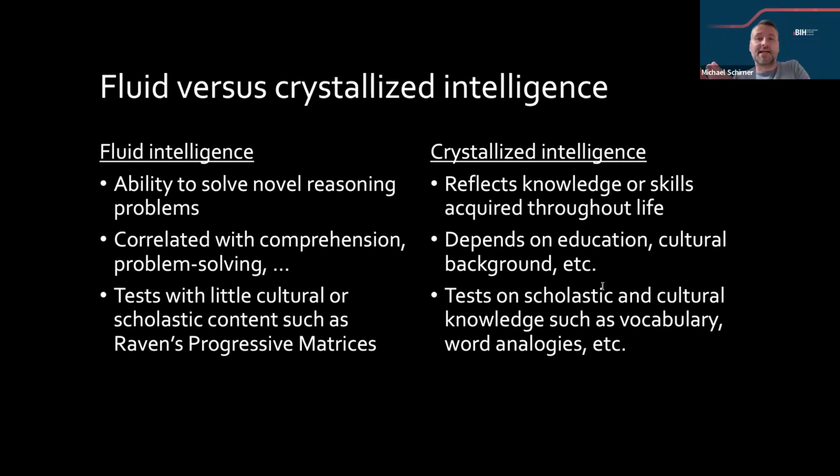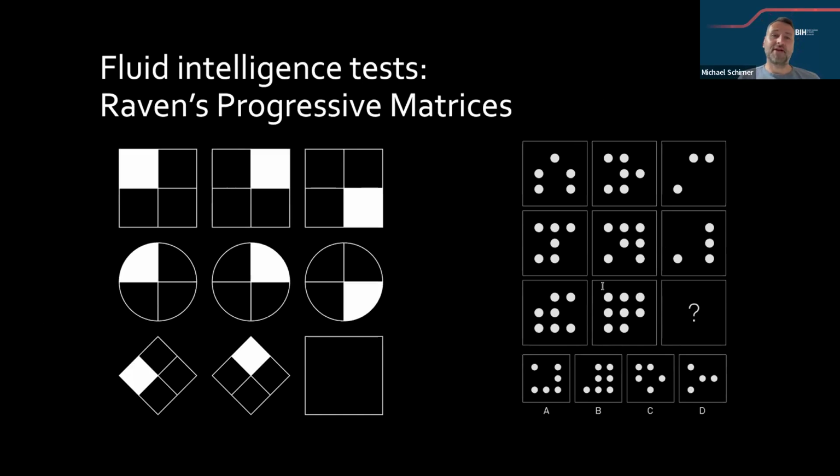And this contrasts with crystallized intelligence, which is more like one-shot intelligence, more similar to what an LLM is doing, I would say. So this reflects acquired knowledge and skills. So this is something that was learned and is now deeply ingrained into our brain network structure, and just fired out when it's required. And this depends a lot on education, cultural background, and so on. And here tests also include scholastic and cultural knowledge, such as vocabulary. But Raven's matrices, they really test for fluid intelligence.